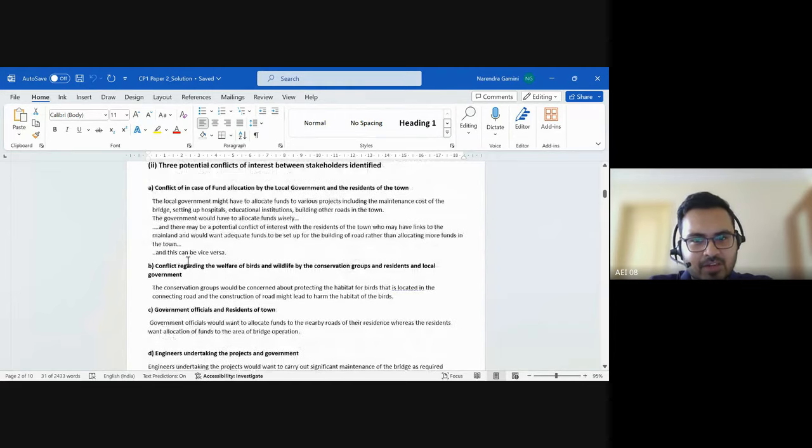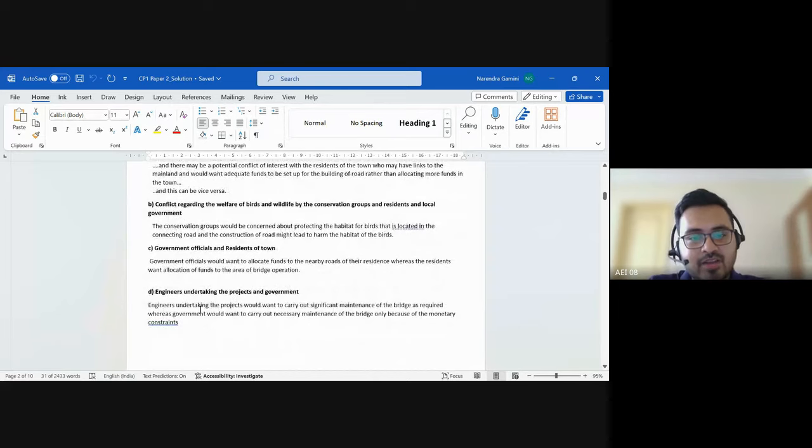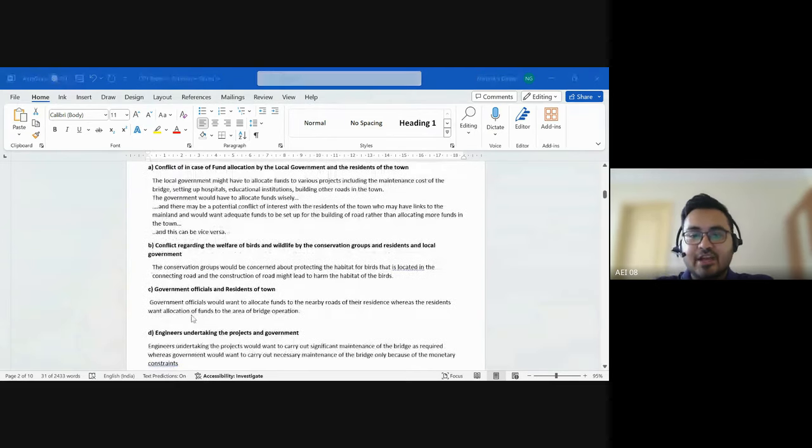This kind of seems repetitive as compared to part A. So it's good that the candidate came up with at least one more buffer point: engineers undertaking the project and the government. Engineers would want profit maximization and the government would want cost minimization. So that is again a valid point. I think A and C seem redundant to me.